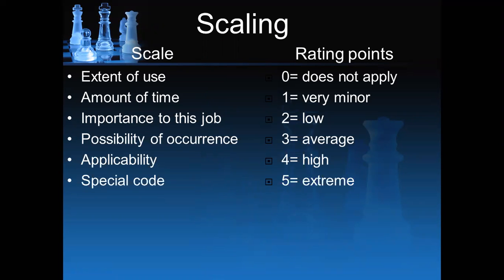Then the second rating includes 0 to 5. That is, 0 stands for does not apply, 5 stands for extreme. How this scale works, how it is being used, that is what we are going to discuss.